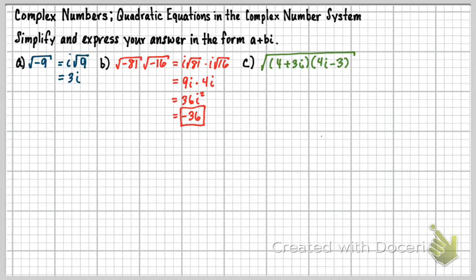Okay, for the next one here. For this one here, I have to FOIL this out first, so that's kind of a bummer, but it shows up in the homework, so I'm going to run through it with you. So that's going to be 4 times 4, which is 16. So this is 16i, and then that's -12. And then this is +12i.